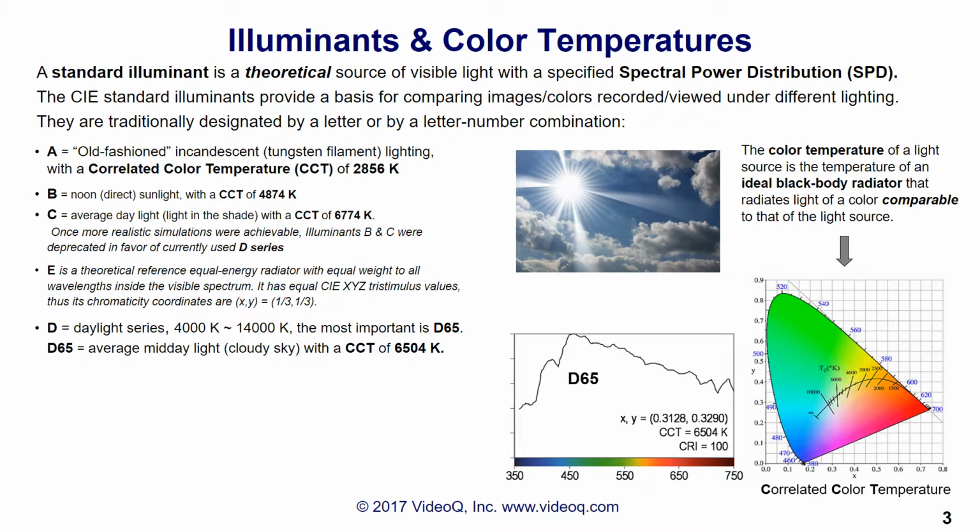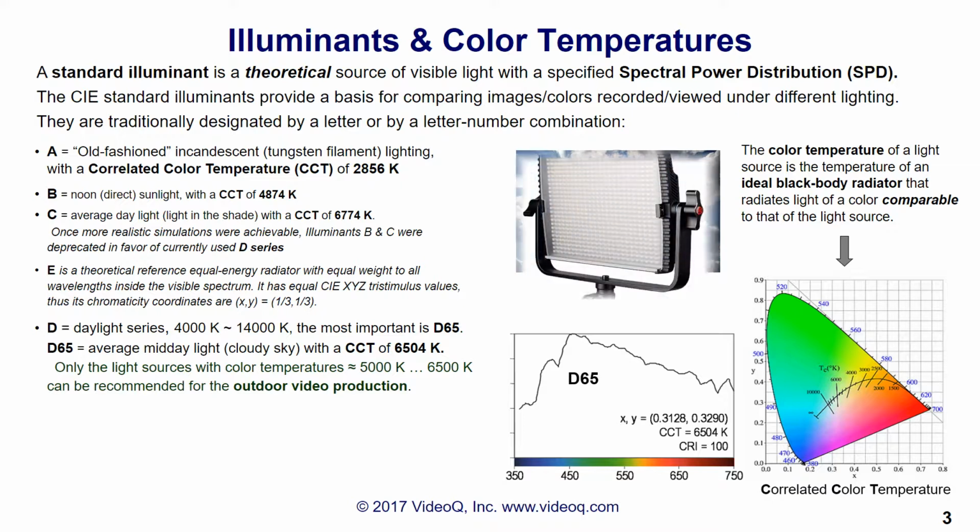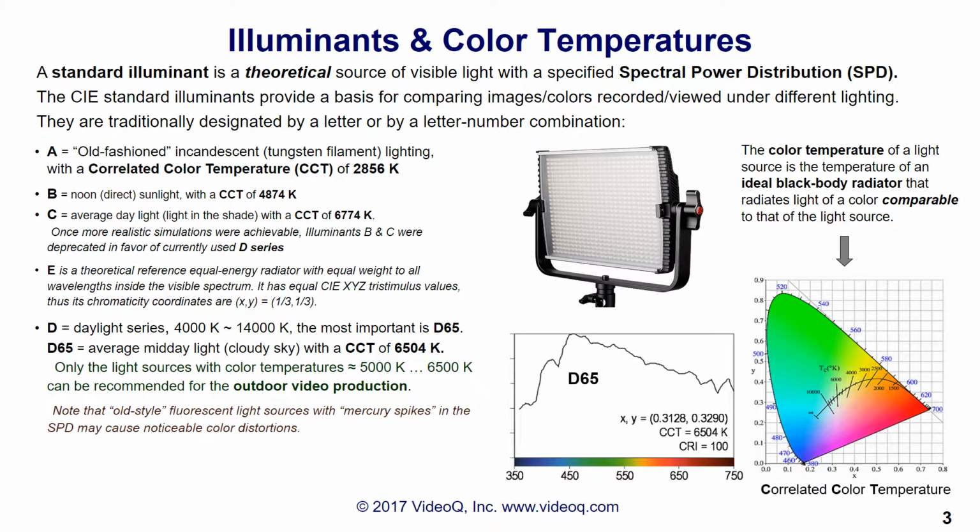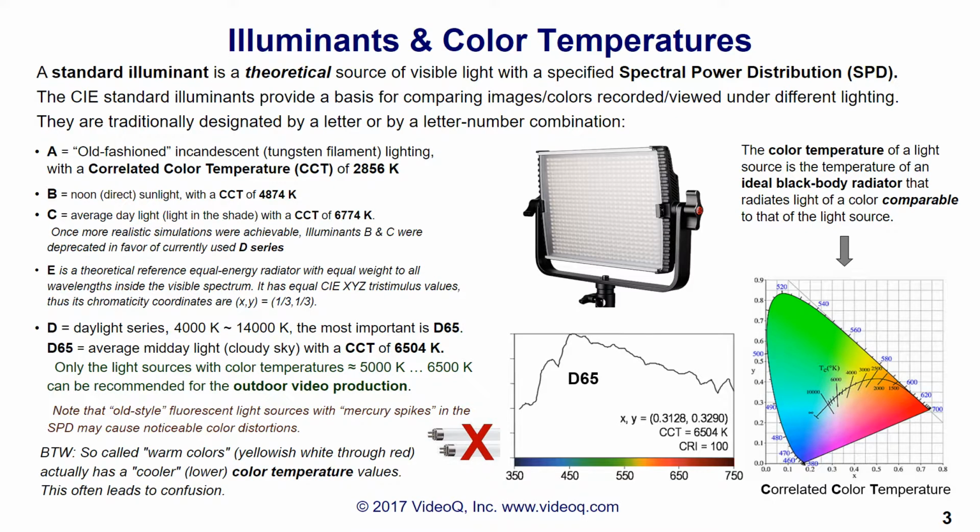For video production, the most important is the D65 illuminant. Its spectral power distribution is close to an average, mostly cloudy midday light with a correlated color temperature of 6504 K, often called simply 6500. Only the light sources with color temperatures of about 5000 to 6500 K can be recommended for outdoor video production. So-called warm colors, yellowish white through red, actually have cooler, lower color temperature values. This often leads to confusion.